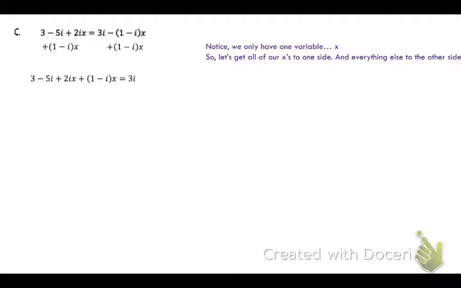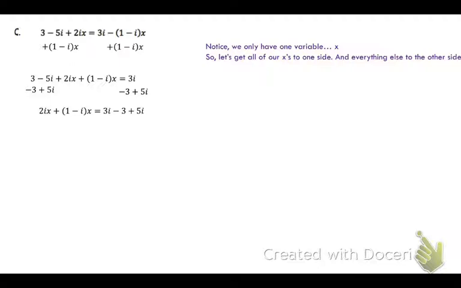Okay, so I have 3 minus 5i plus 2ix plus 1 minus ix equals 3i. And then I'm going to subtract 3 and add 5i to both sides so I can move that over to the right side. Okay, you could have moved all your x's to the right side and all your i's or everything else to the left side. I just decided to move mine to the right.